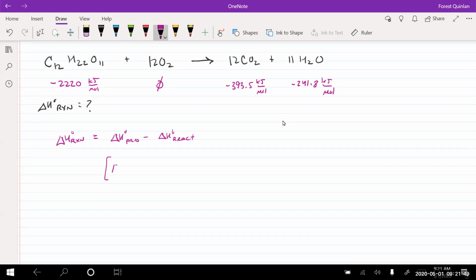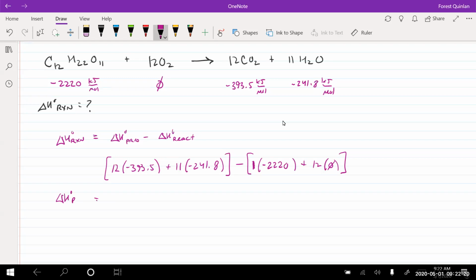which is going to be 12 times the negative 393.5 and the 11 times the negative 241.8. And we're going to subtract the 1, if you will, times the negative 2220 and the 12 times 0 for the oxygen. And if you do that, you get the delta H naught of the reaction.